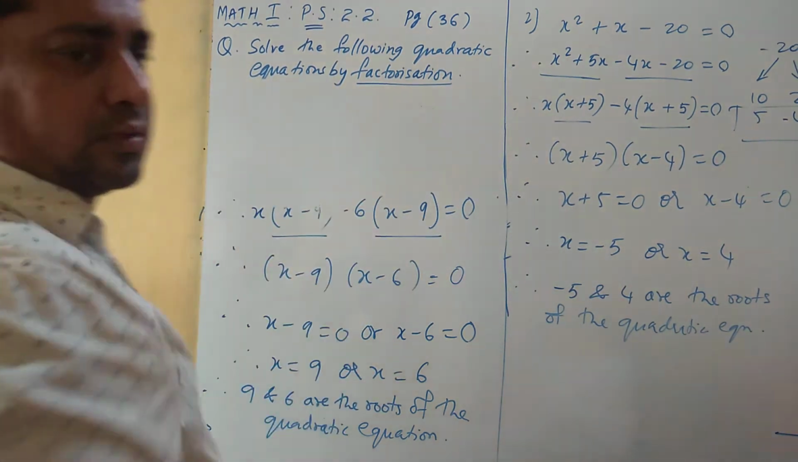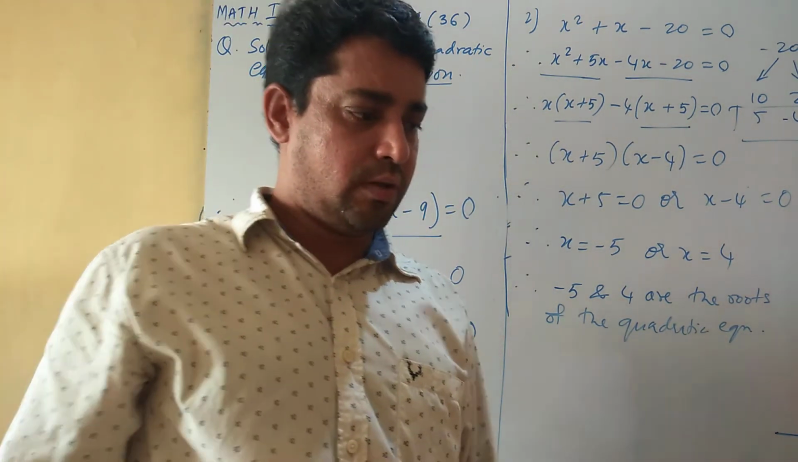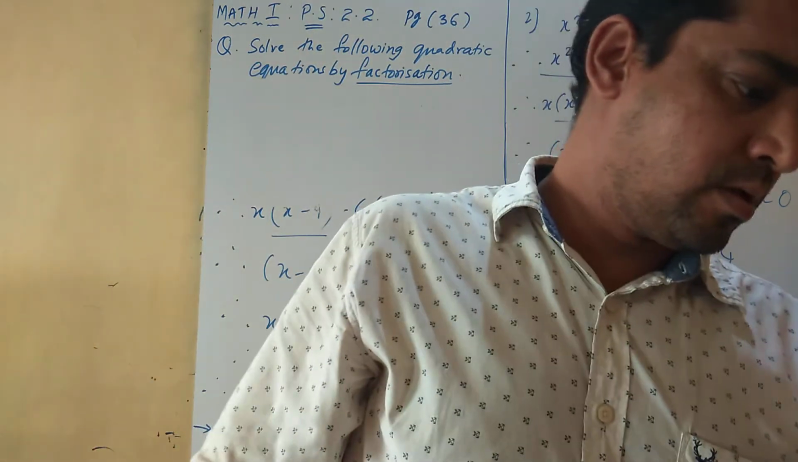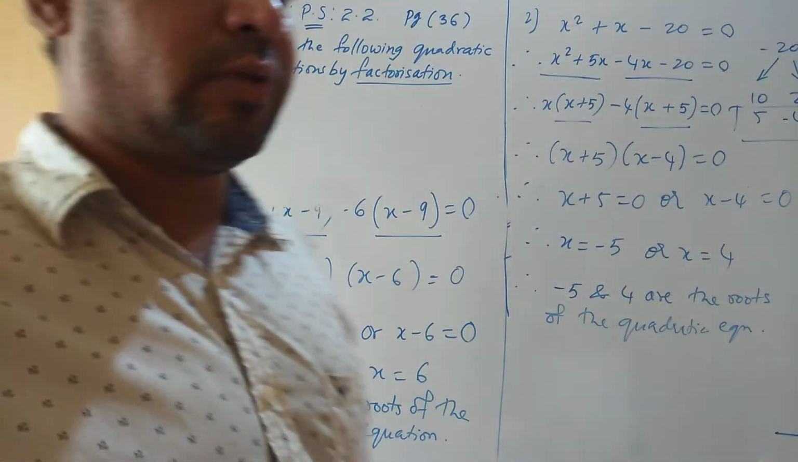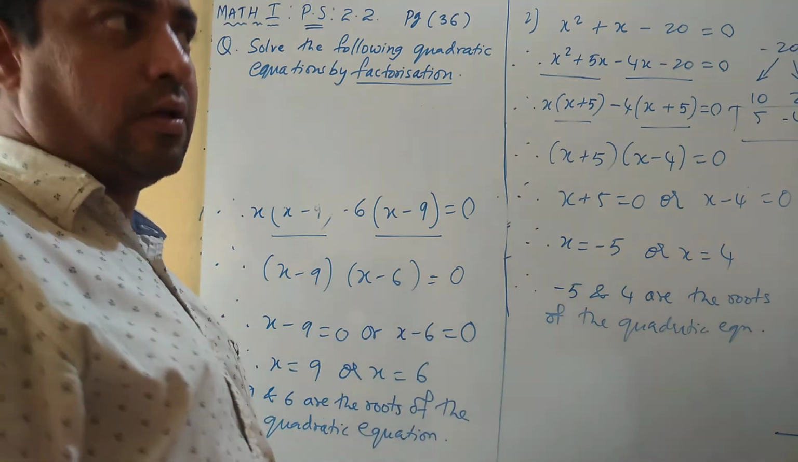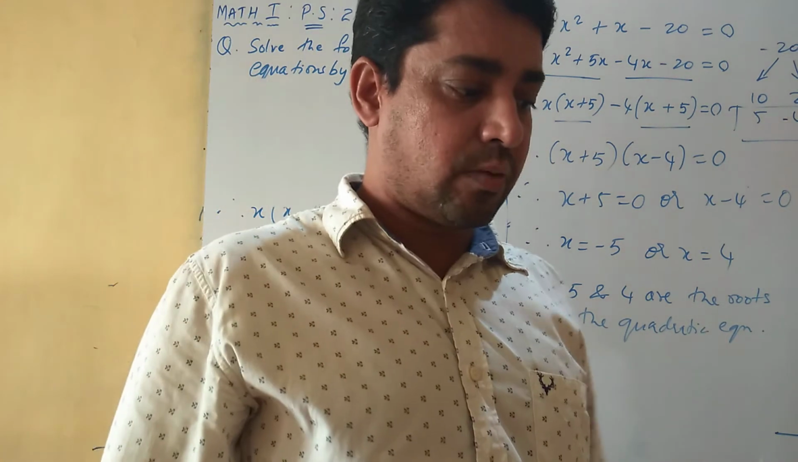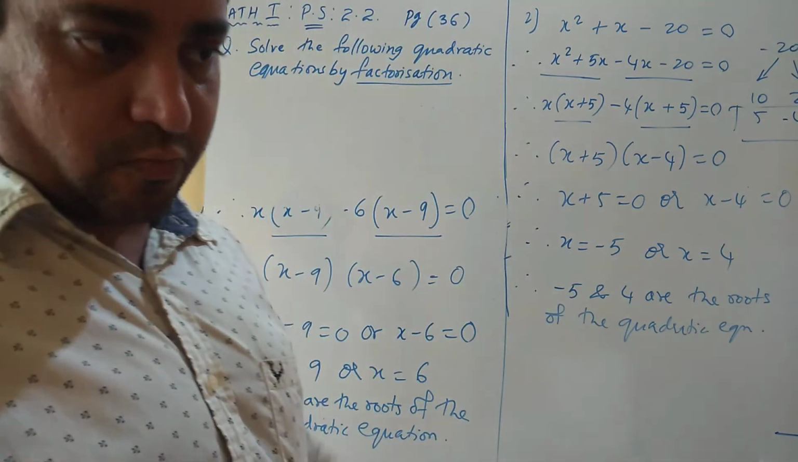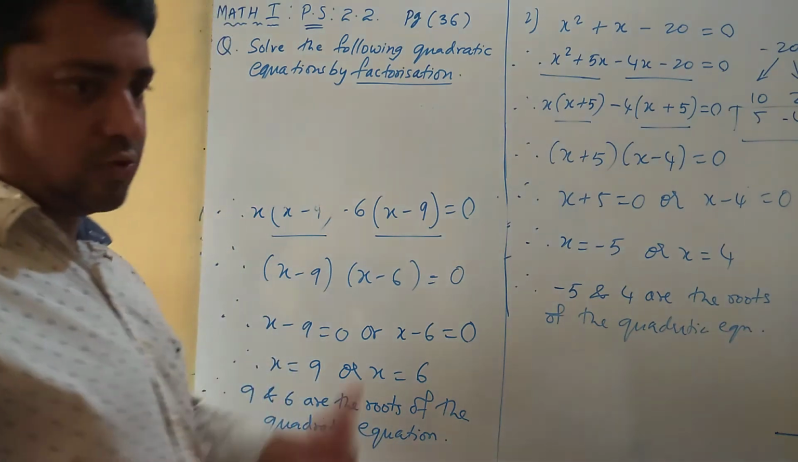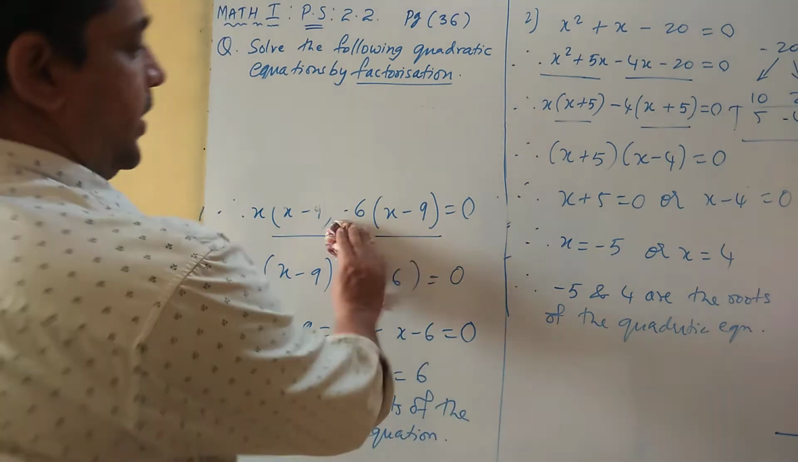There are 12 sums in this exercise. We'll try to complete half the exercise today. The remaining sums will be on Friday, which will be my second lecture. So this exercise will be completed by Friday.